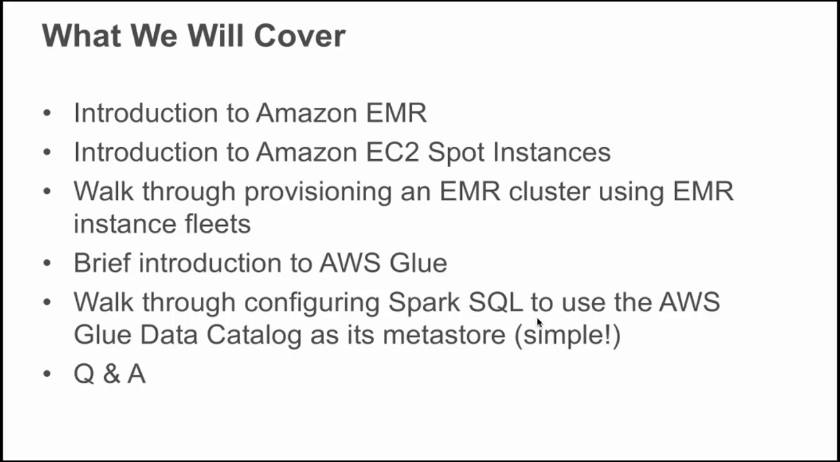After that, we'll walk through the console and provision an EMR cluster using EMR instance fleets, giving a quick example. Then we'll hop back and talk a couple of minutes about a new service, AWS Glue, and understand how it can really benefit an EMR cluster config that is heavily reliant on Spot instances. And then we'll do another quick walkthrough for configuring Spark SQL to use the AWS Glue Data Catalog as its Metastore.